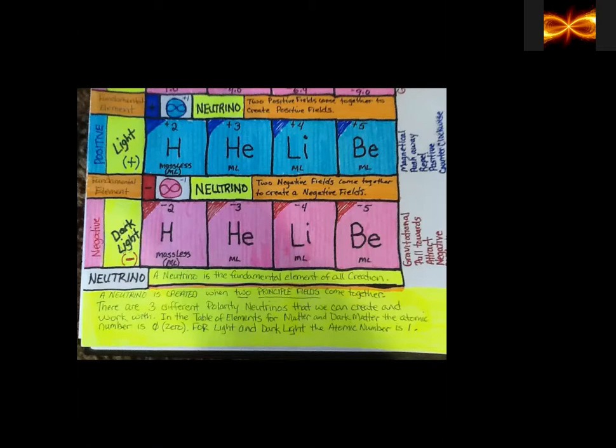A neutrino is created when two principal fields come together. There are 4 different polarity neutrinos that we can create and work with in the table of elements for matter and dark matter, and the atomic number is 0. For light and dark light, the atomic number is 1.